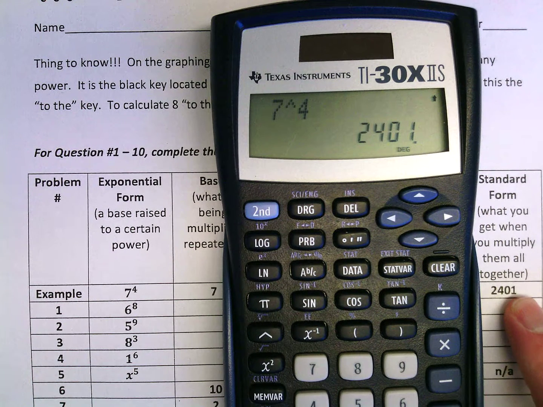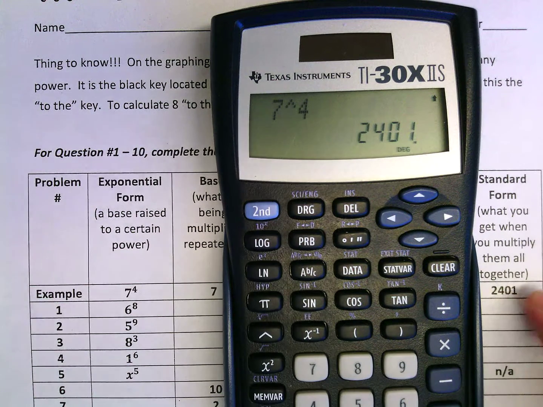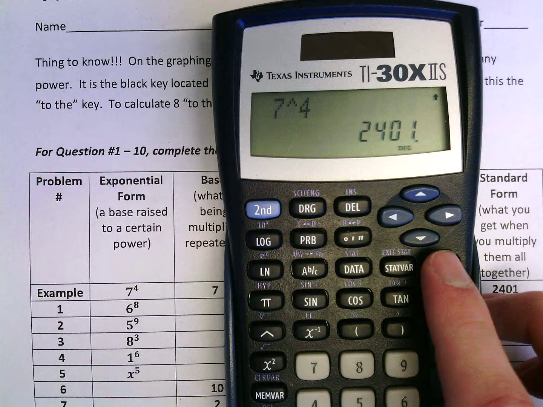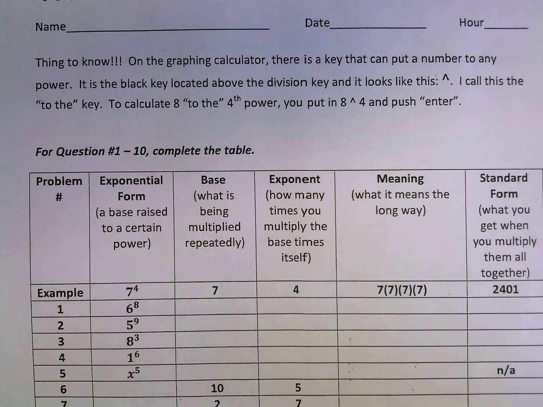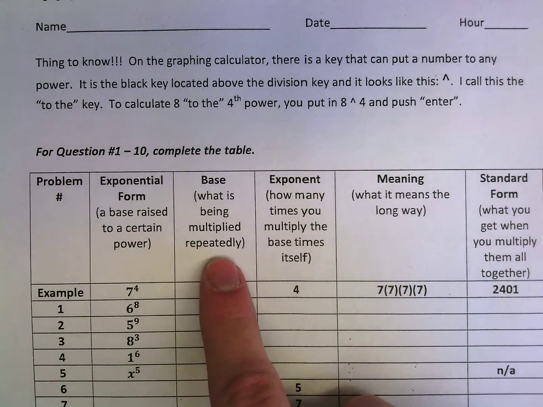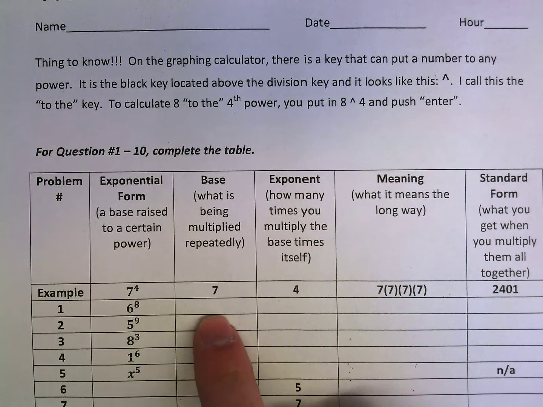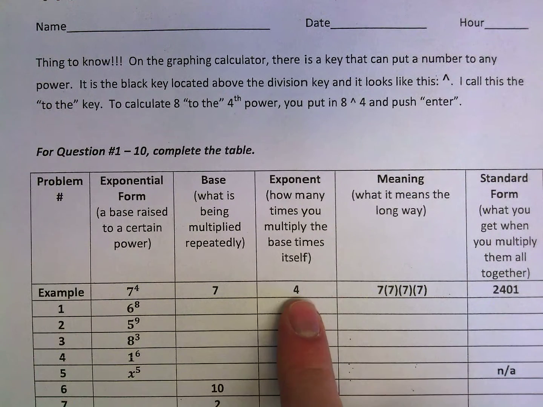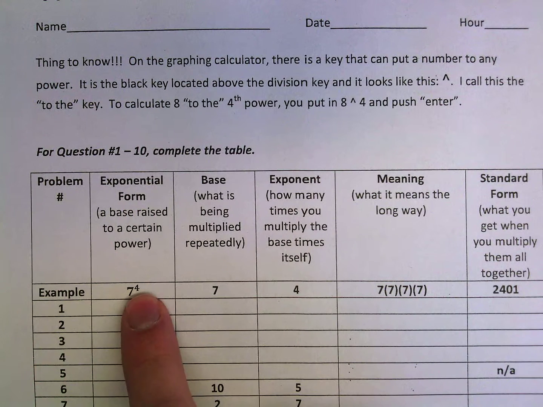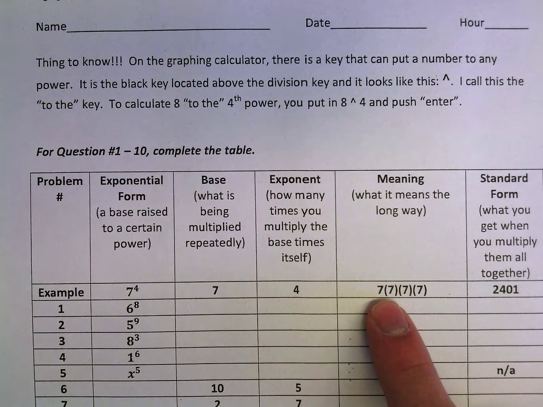So the standard form is what you get when you multiply them all together, and your calculator can handle that. Okay, so I'm going to put that aside. We'll be working on a couple more of those, just breaking apart some of the terms that we're going to use. The base is whatever number you have being multiplied repeatedly. So for 7 to the 4th, the base, think bottom, is going to be 7. And the exponent, which you're putting it to, how many times you're multiplying the number by itself, is going to be your 4. So 7 to the 4th power really means 7 times itself 4 times. So 7 times 7 times 7 times 7.